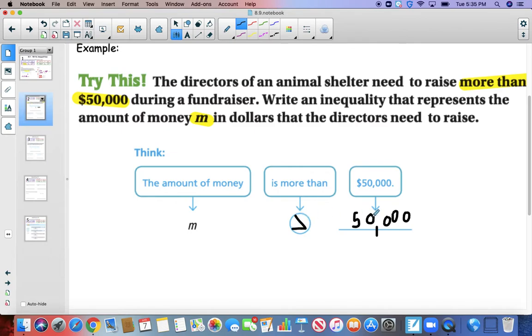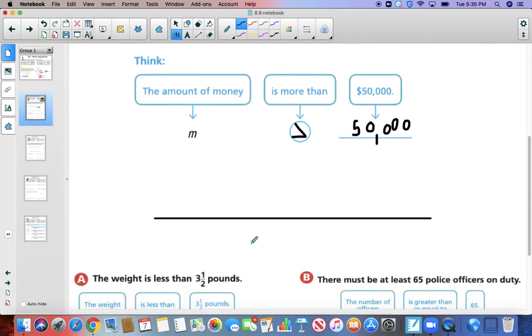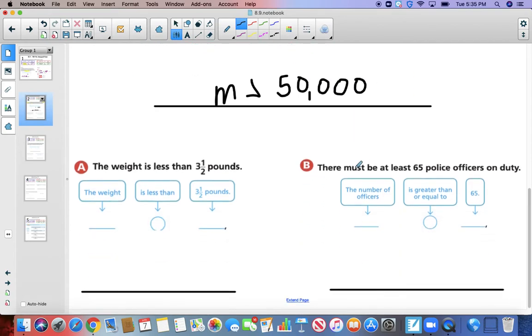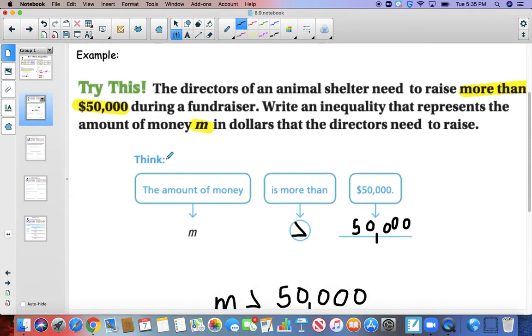So if I just raise exactly 50,000, it's just not enough. I need to raise more than that. I want to raise 60,000, 70,000, 500,000, some number that's much larger. So down here, friends, all you'll do is M is greater than 50,000. Perfect. All right, next.